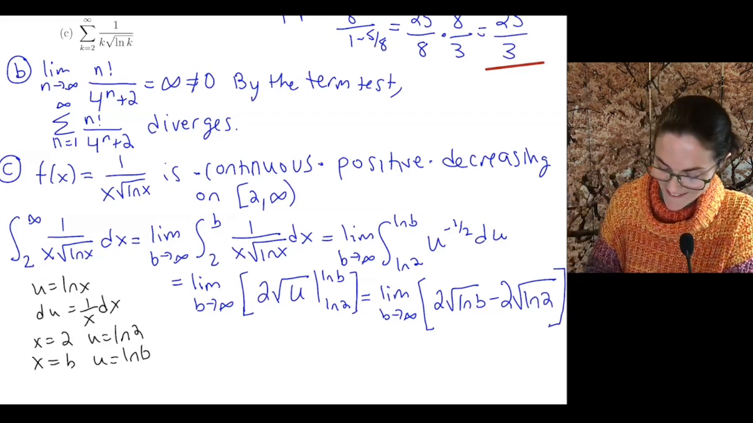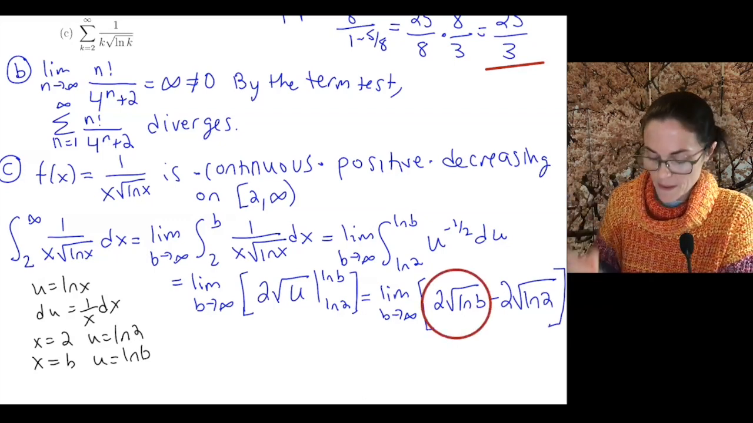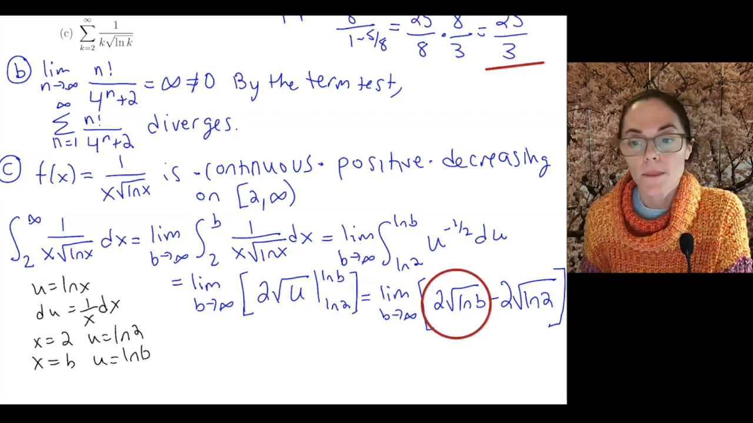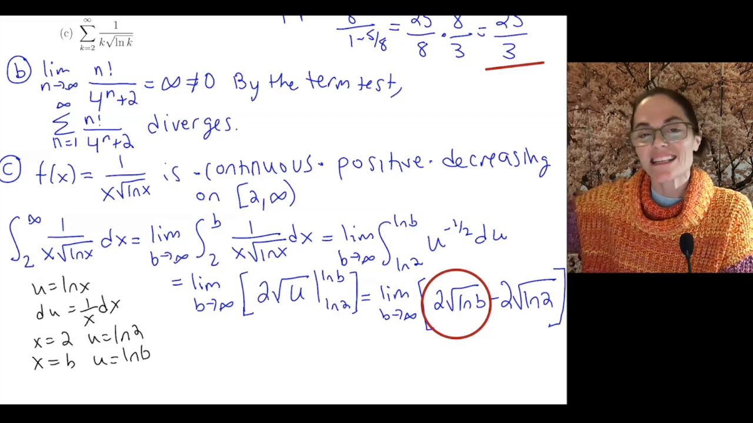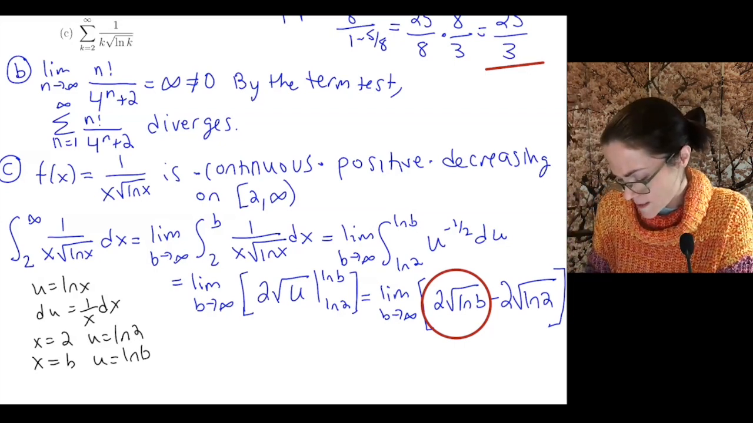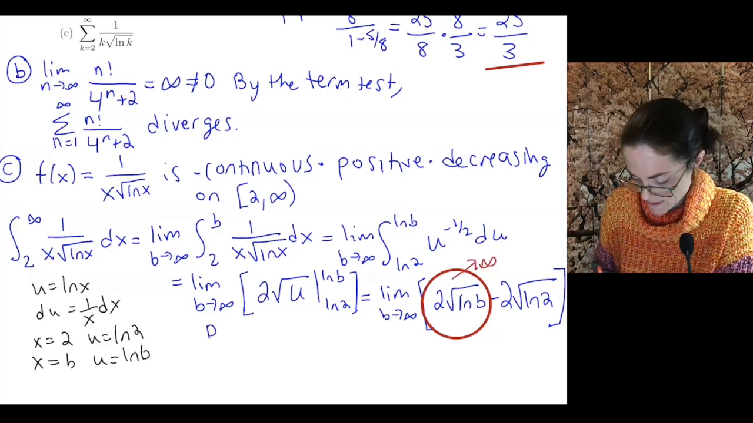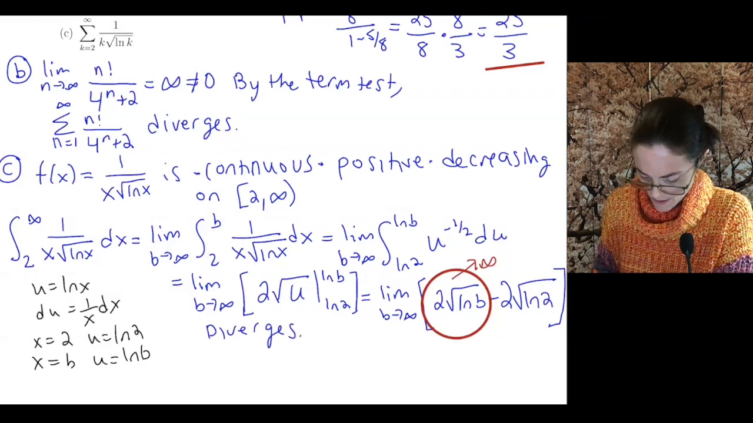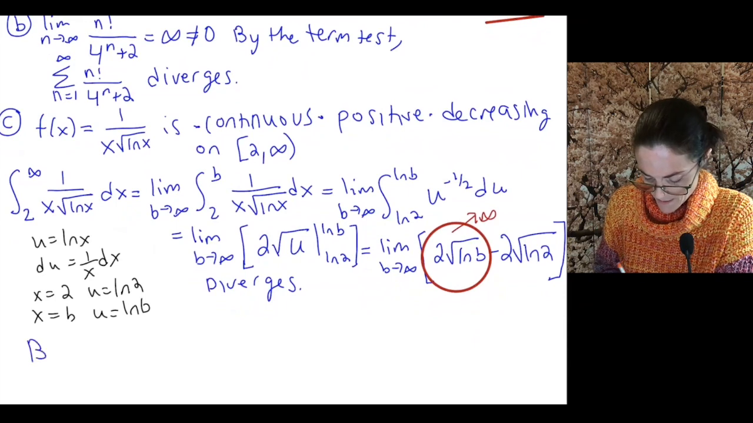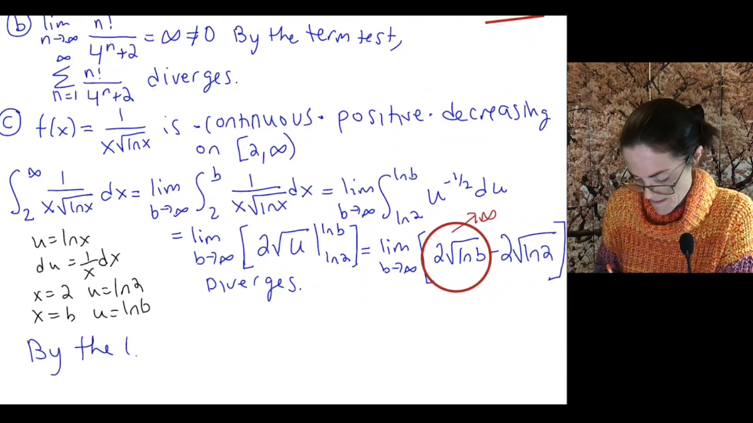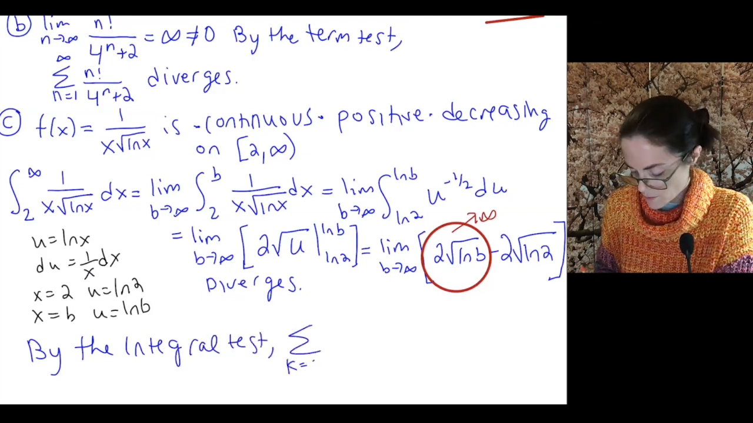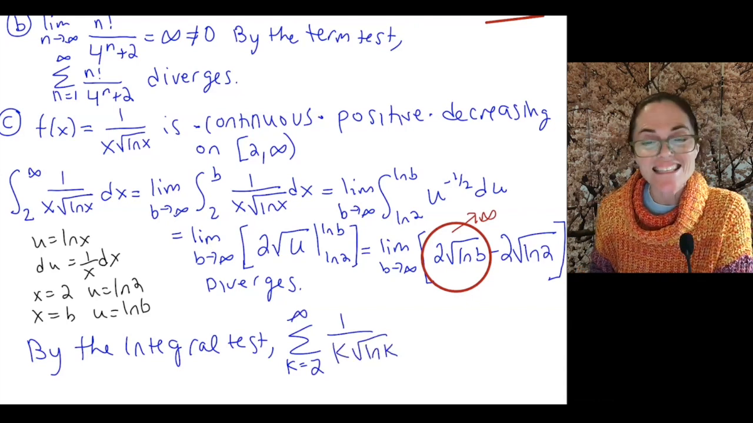Okay, wonderful. Here we go. Now, this part is the only part that has a b in it, and what is happening here, ln b grows without bound. When we take the square root, it will also grow without bound. So this one is going to infinity, which says the improper integral diverges. Now, I need to make my conclusion. By the integral test, my series, k equals 2 to infinity of 1 over k square root ln k, diverges.